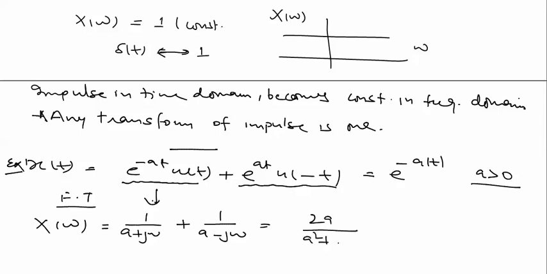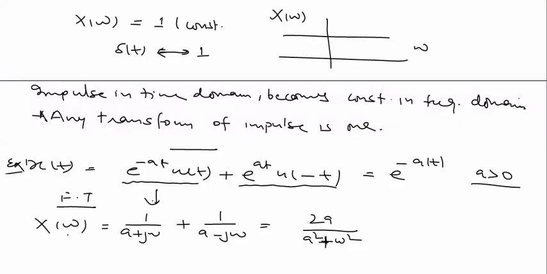2a upon a square plus omega square. For magnitude spectra and phase spectra, we discuss the Fourier transform: X(omega) equals 2a upon a square plus omega square.